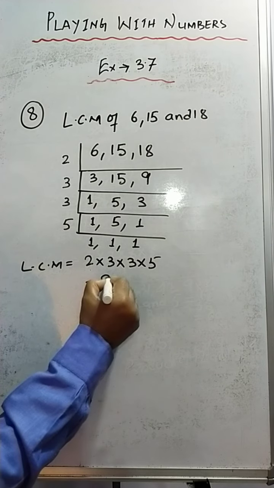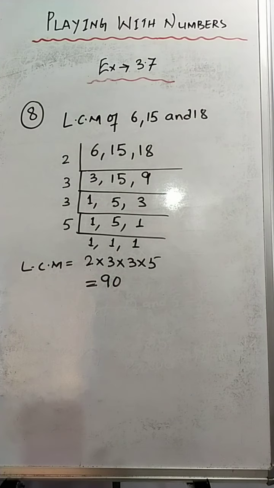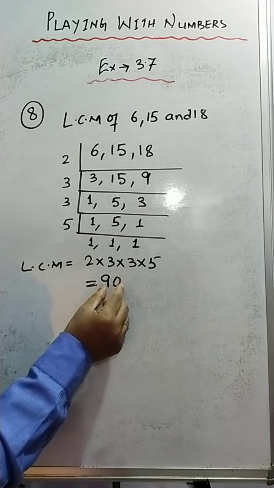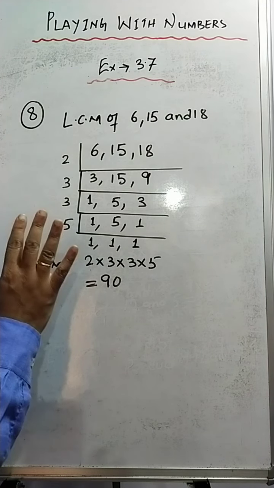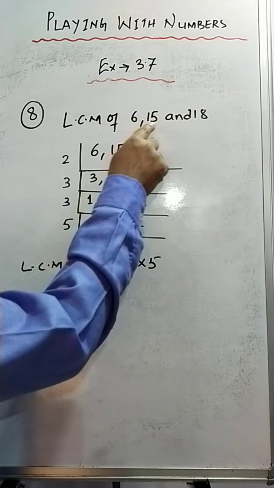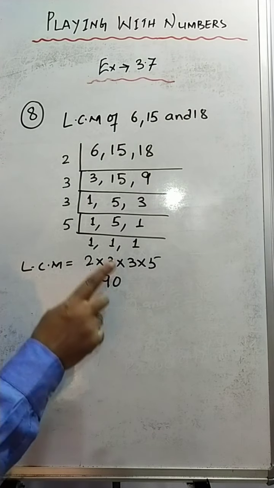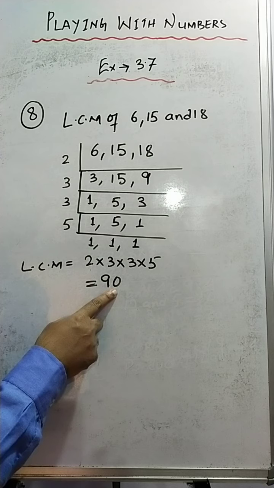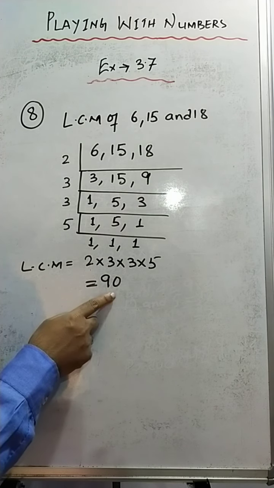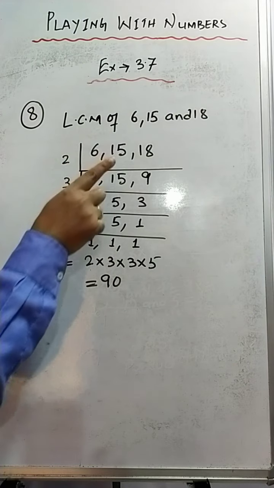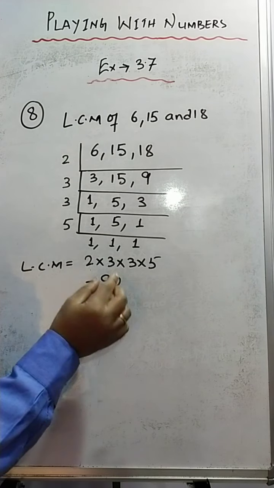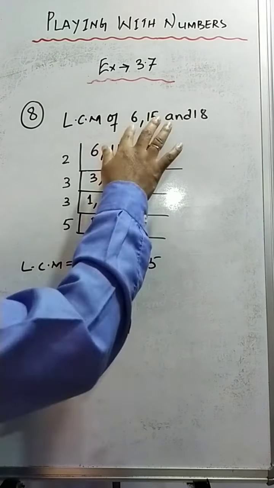That is 90. So 90 is the first number. From 1 to 89 there were no such numbers which were divisible by 6, 15 and 18. But 90 is the first number, you can say the smallest, which is divisible by 6 also, 15 also and 18 also. So this number is completely divisible by 6, 15 and 18.